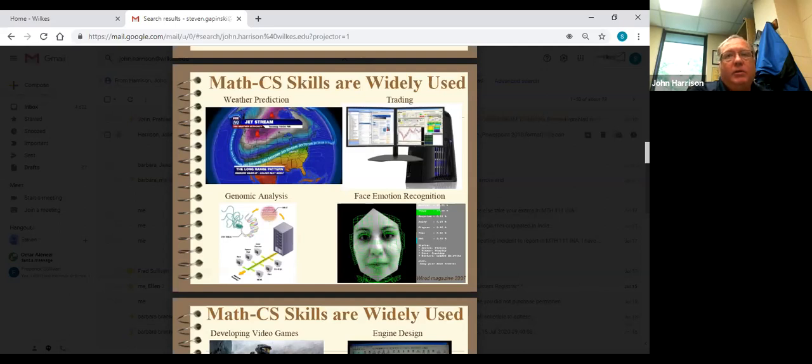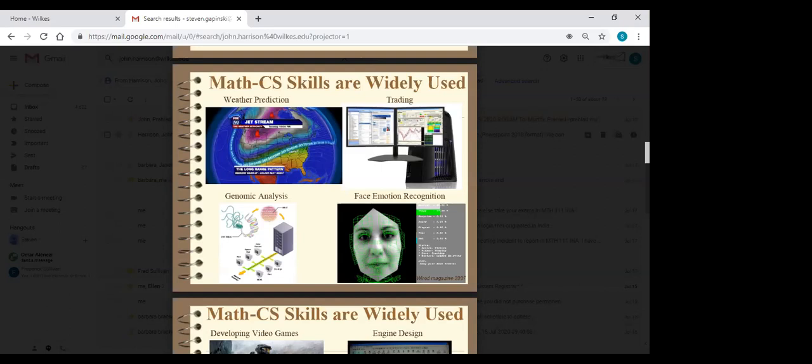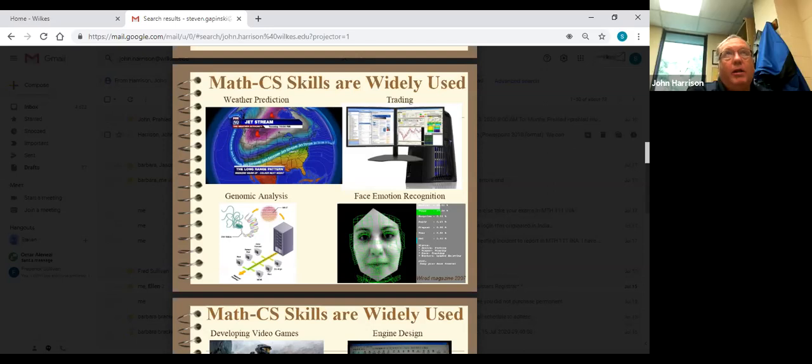And the nice thing about Wilkes is it's a smaller school. You might be able to combine your computer science major with a minor in something else. We've had students do that, or math and a minor in something else, and get background in multiple disciplines, which helps you either in the job market or if you want to go on to professional school when you're done.